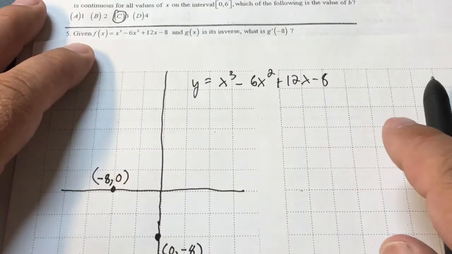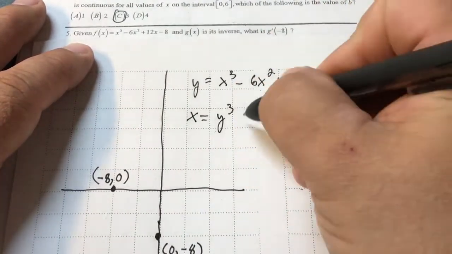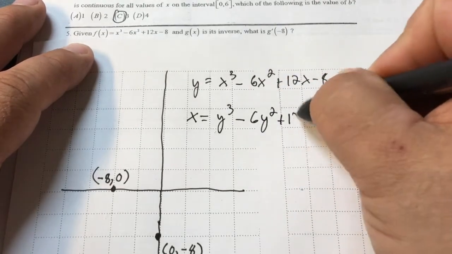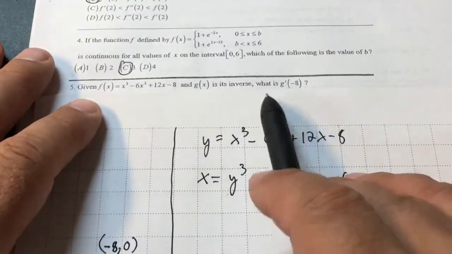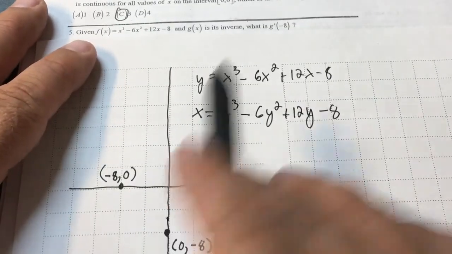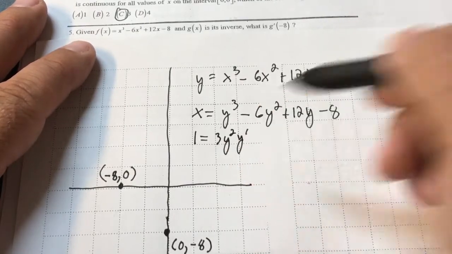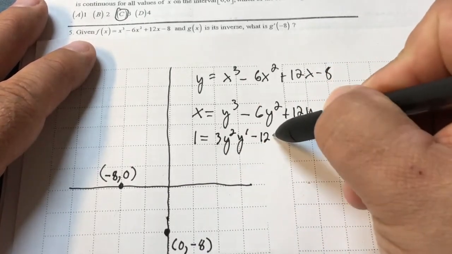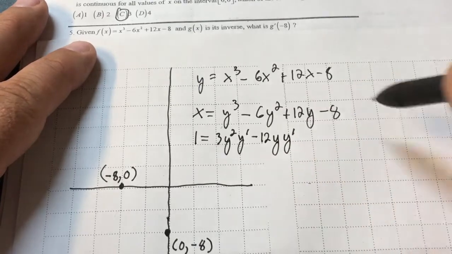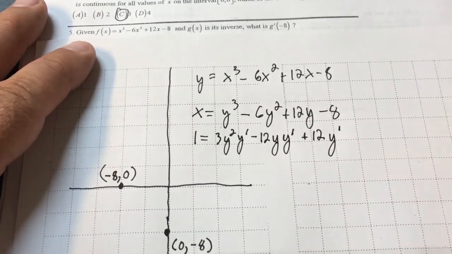I'm going to take the inverse of this. In order to take the inverse, you flip-flop the x and y. So this is going to be x equals y cubed minus 6y squared plus 12y minus 8. And they want to know what the derivative at 8 is. So I have to take the derivative of this. Well, the derivative of x with respect to x is 1. The derivative of y cubed is 3y squared, y prime, this is an implicit problem, minus 12y, y prime, plus 12, y prime, and then the derivative of negative 8 is 0.